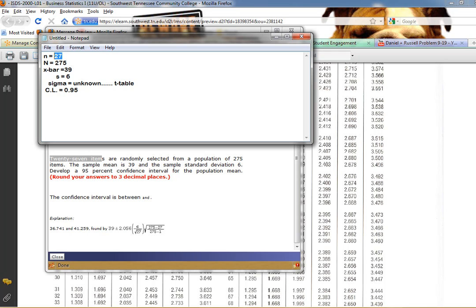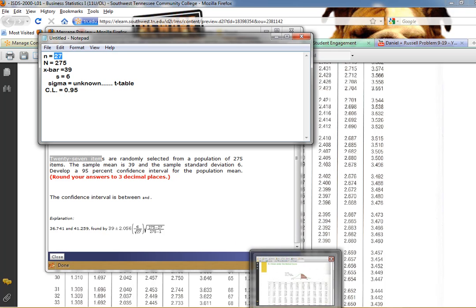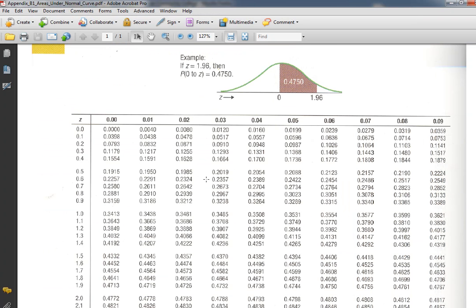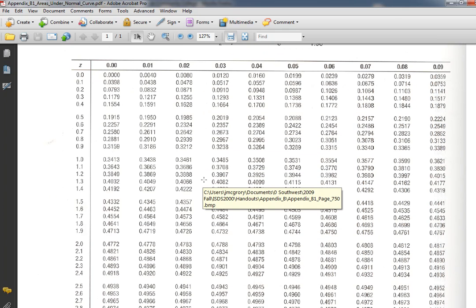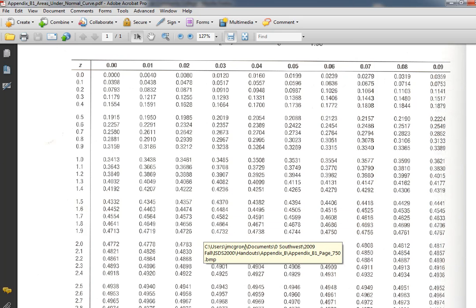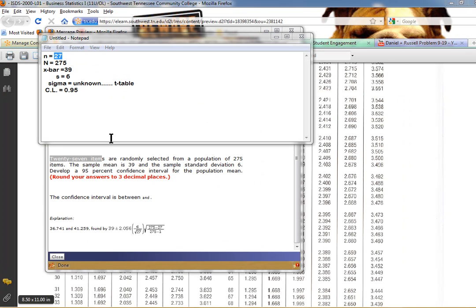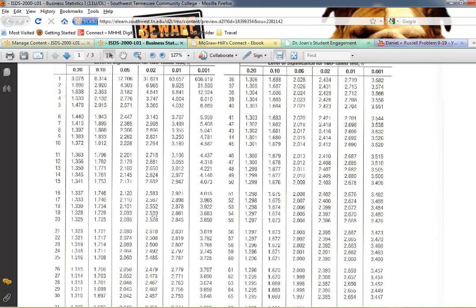2.056, and probably you took half of that, went to the table that comes with our book, and looked up 0.475, and you found, let's see if I can find it here, that it is nowhere close to the 2.05 number that was shown in the equation. That's because this is a case where sigma is unknown, so we need to use the T table. And in the T table, like I said, it's actually a little bit easier.